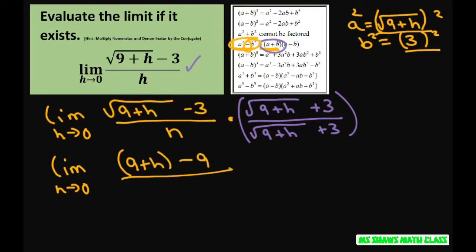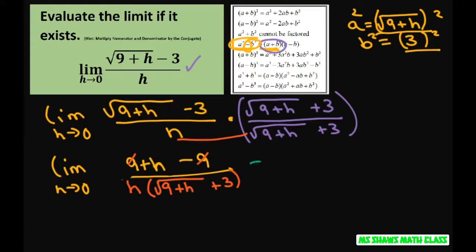Now, we're going to have to multiply these two together. So I would just keep it outside and not make it overcomplicated. So this is going to be the square root of 9 plus h plus 3. Now, you see where the 9's cancel? So 9 minus 9 is 0.